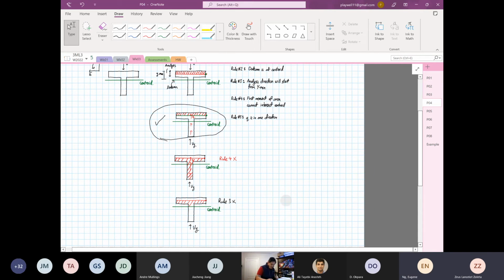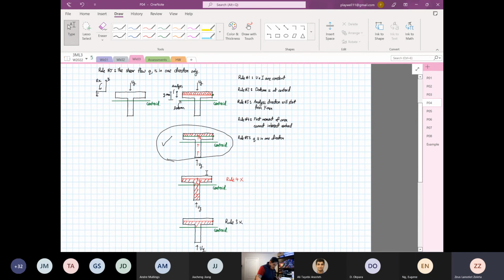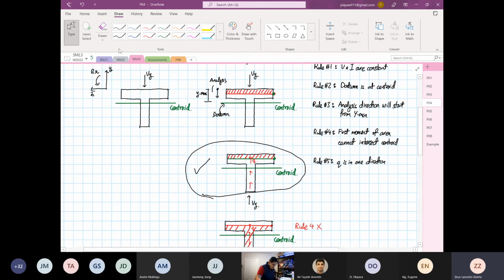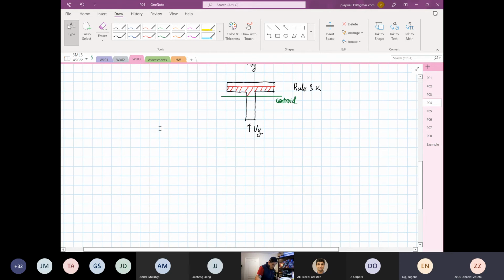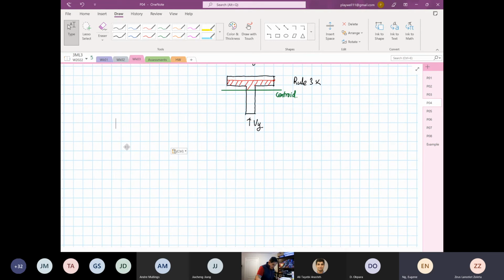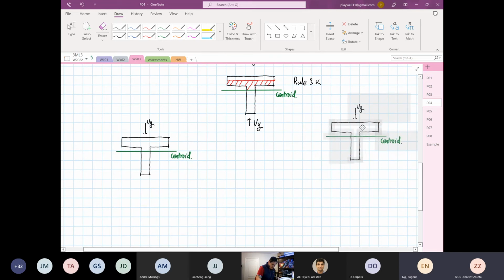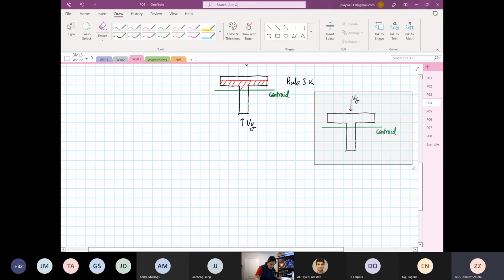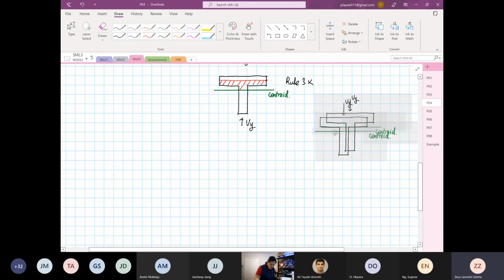Now, last one. We're still going to do the same. Last one. I'm going to put it independent. I'm going to put it down here. What if now I want to find over here? That is my point of interest.